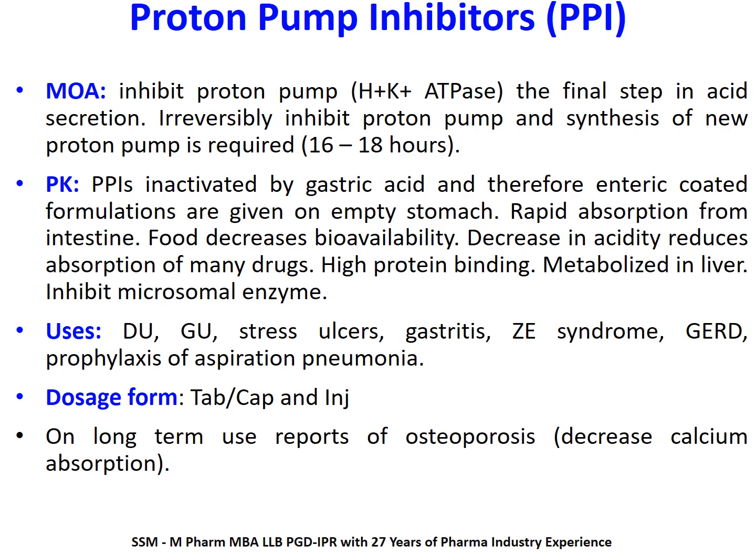Now coming to proton pump inhibitors, they inhibit proton pump, the final step in acid secretion. They irreversibly inhibit proton pump. That means new proton pump synthesis is required for acid secretion, which will take 16 to 18 hours. That's why they are longer acting and very effective acid secretion inhibitors. Proton pump inhibitors are inactivated by gastric acid.